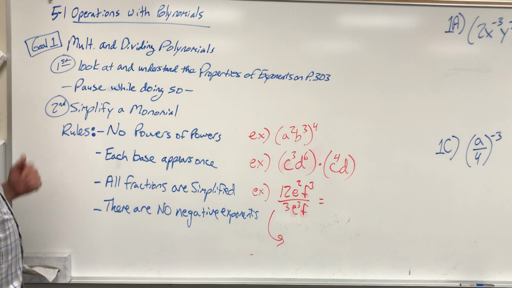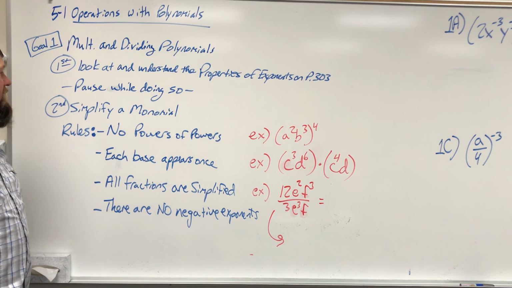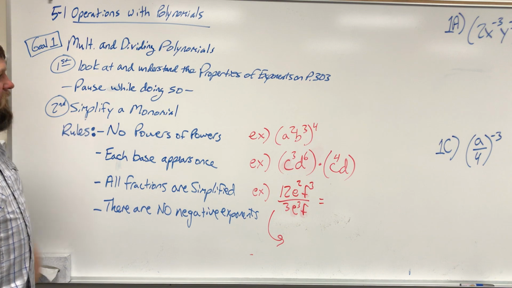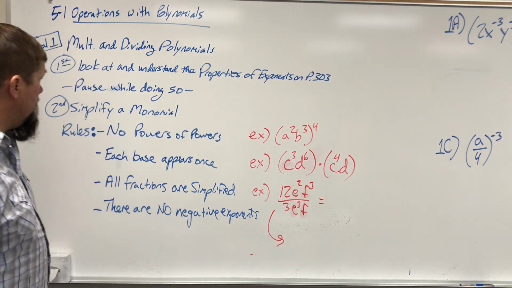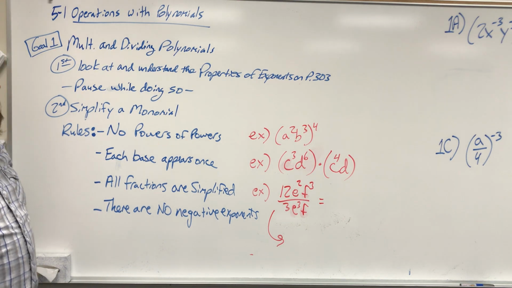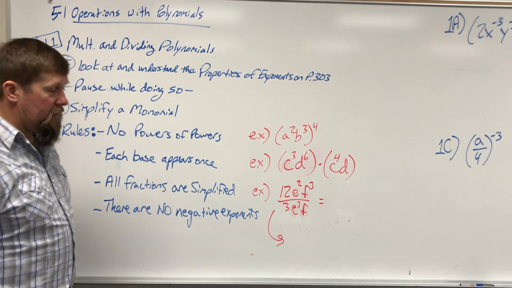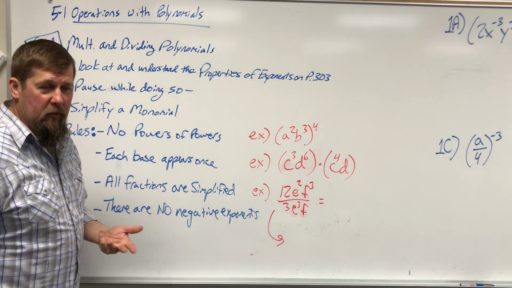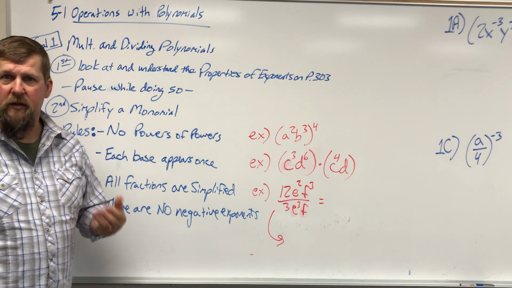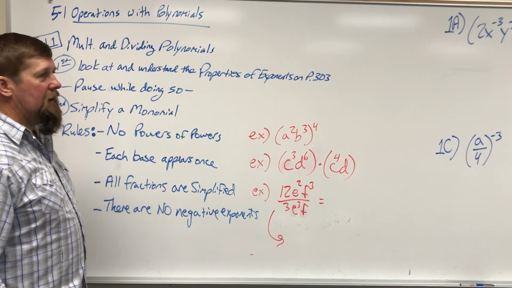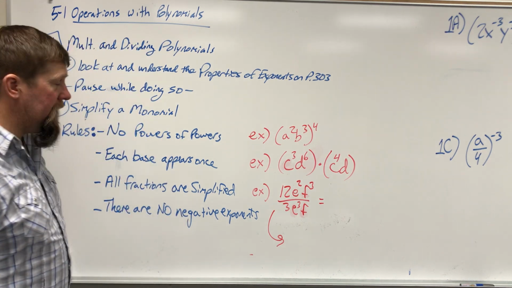Okay, so after you've done the looking at and understanding the properties of exponents, we're going to talk about simplifying a monomial. First of all, we need to know what a monomial is, and a monomial is a product of variables. So you're multiplying multiple variables together, possibly. Numbers, a number can be multiplied, and then the variables, of course, are to an exponent, or could be.